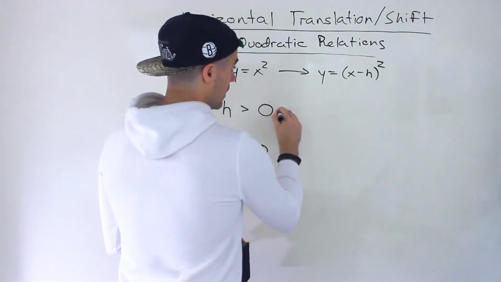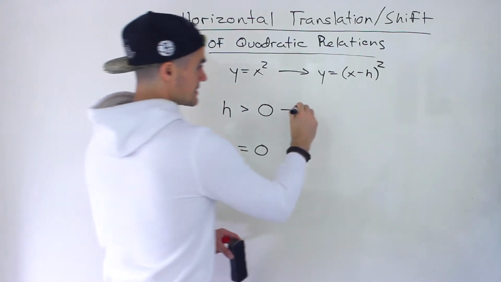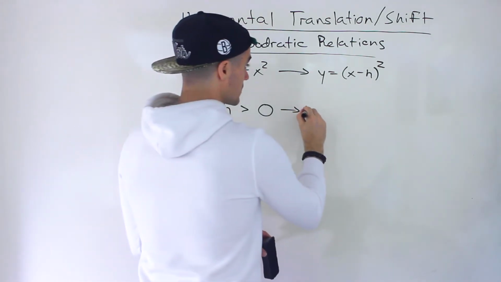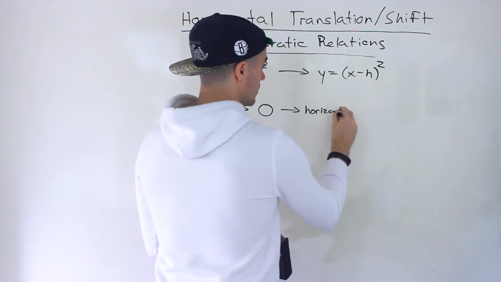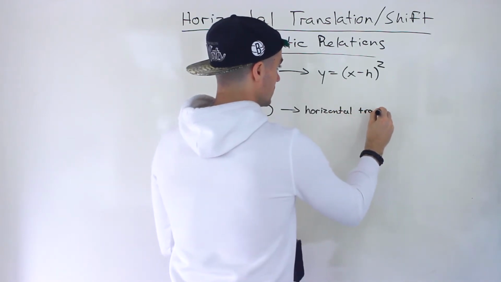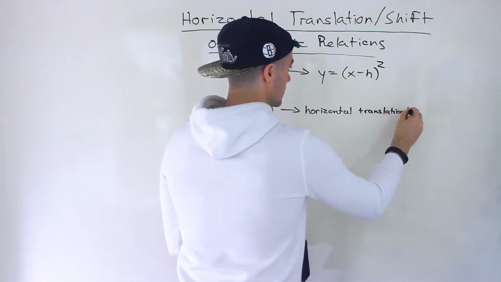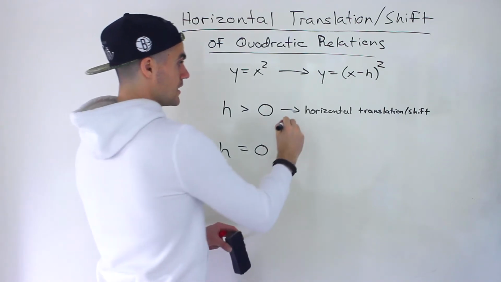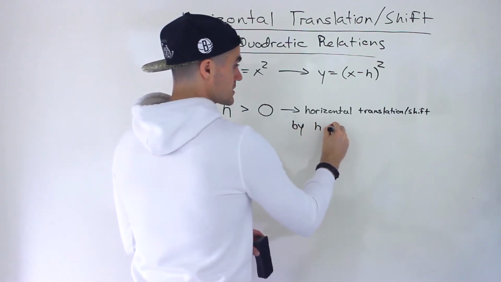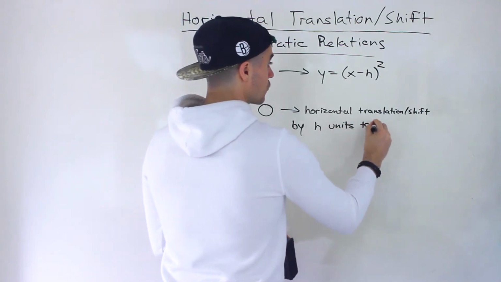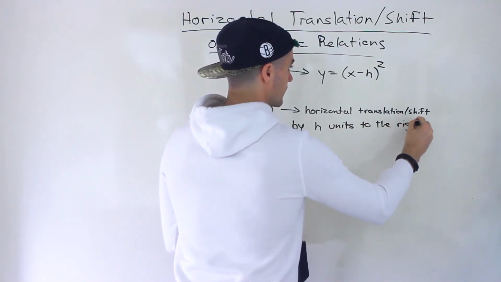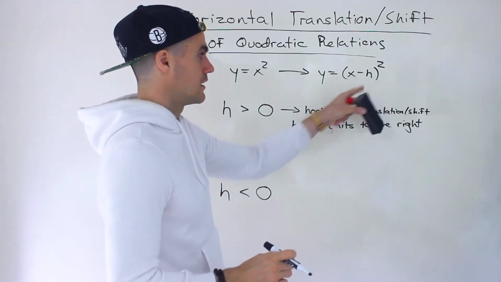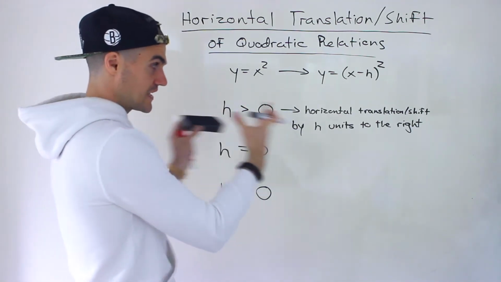Now, if the h value is positive, what that means is that the parent or the base function y equals x squared undergoes a horizontal translation or shift, right? You could see either terminology used, horizontal translation or shift, by h units to the right. Okay, so if the h value is positive here, then what that means is we're taking x squared and we're shifting it that many units to the right.